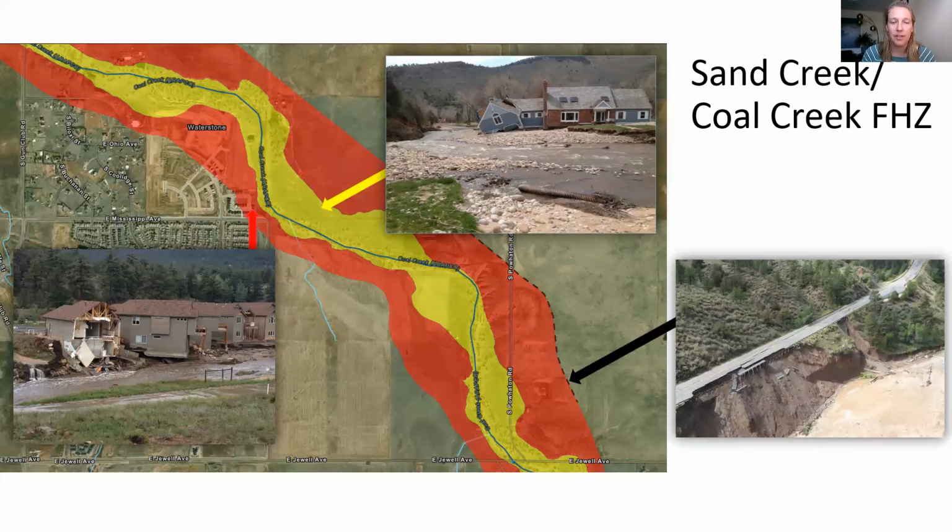So I said there was one more thing I wanted to chat about, and that was the geotechnical flag. There's one geotechnical flag on Sand Creek, or it's actually on Coal Creek, because it's upstream of E470.